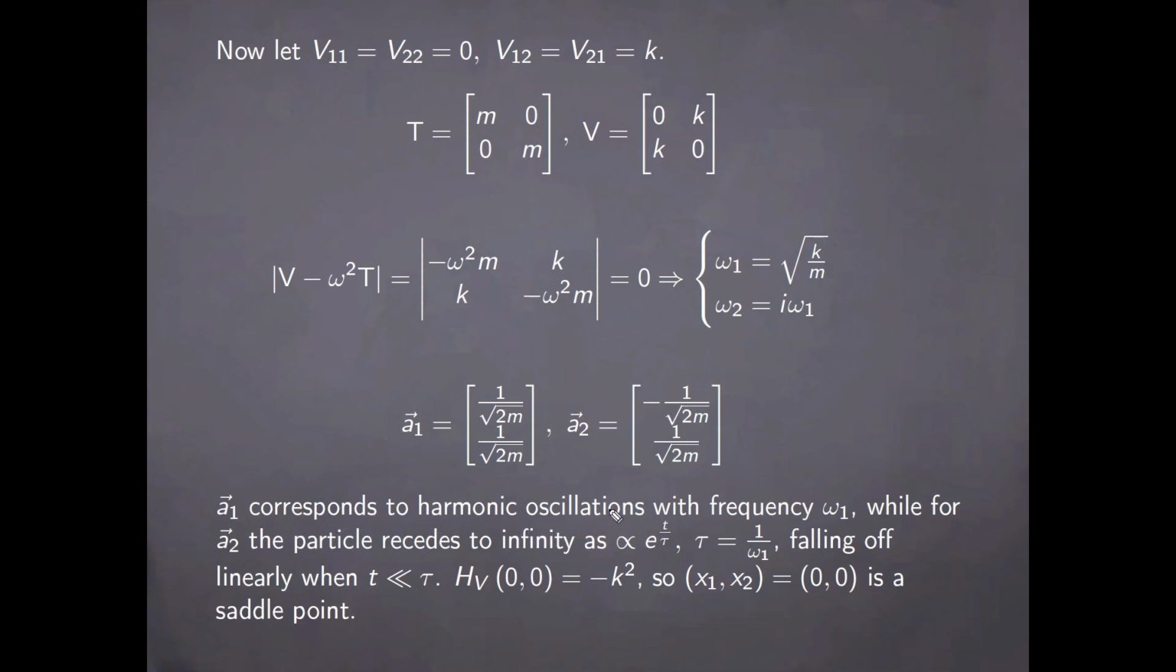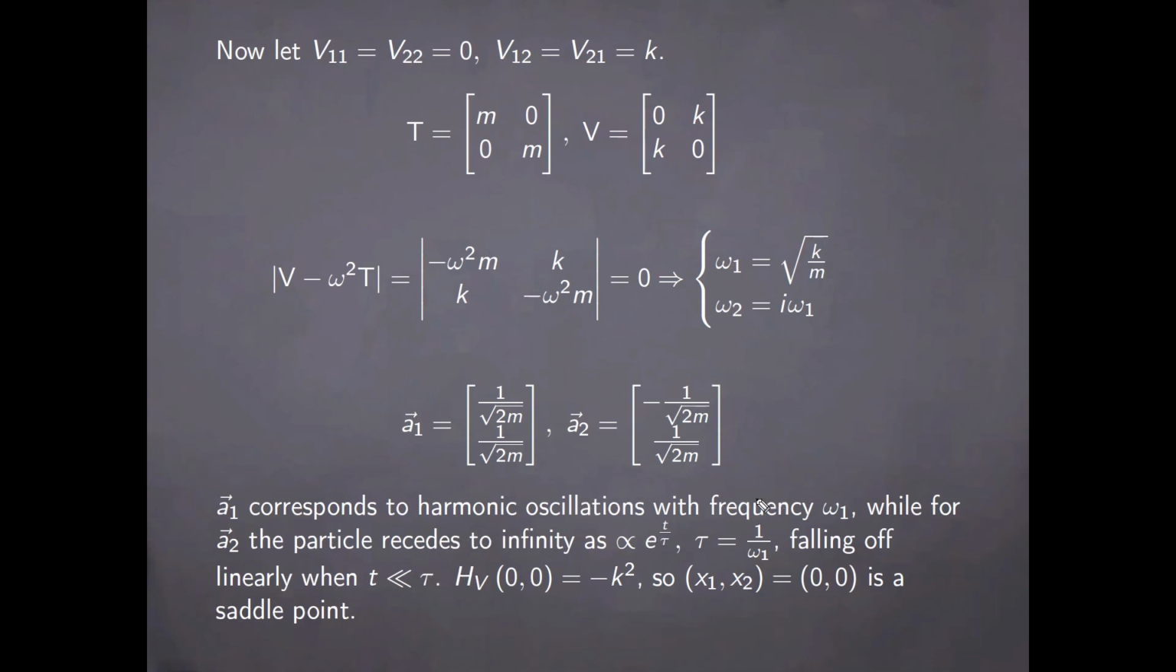And these two modes correspond to the eigenvectors I've given here, where the first one just represents harmonic oscillations with frequency ω1, while the mode orthogonal to it is one of unbounded motion, because this frequency is imaginary. So what you end up with is a mode where the particle recedes to infinity as an exponential of t divided by tau, where the characteristic time is just the inverse of ω1. And obviously for times that are small with respect to the characteristic value, the particle falls off linearly to infinity.